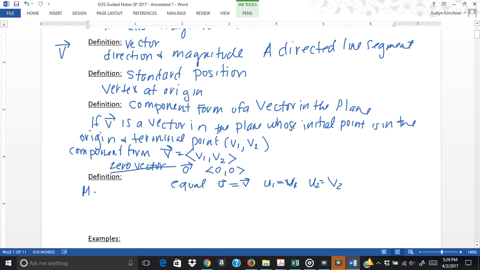So my last definition here is the magnitude. And that's defined using these double bars, kind of like absolute value, but they're double bars. And it just equals the sum of the squares of the components, square root of that.